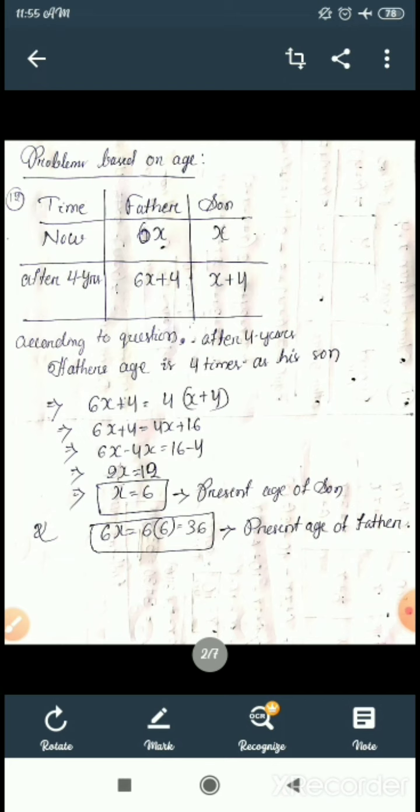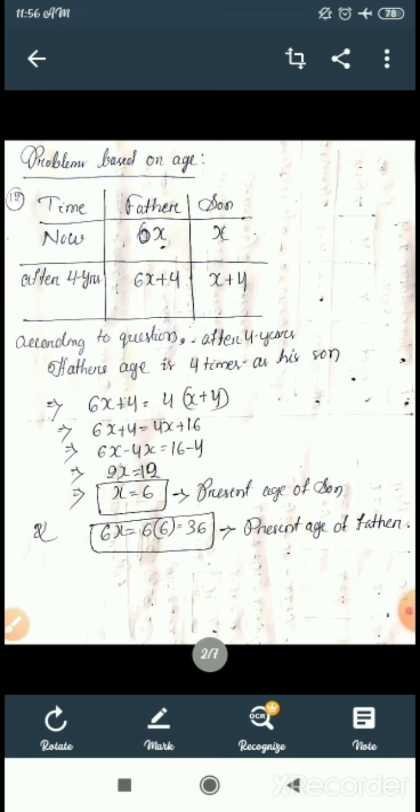First, in the last class we discussed one example from chapter 5:10, example number 5, problems based on age. Same as that, if we write all the information in a chart, we can solve it easily and get the answer easily. Okay, so here I have made one chart. See, in the box I have written the time, father and son.